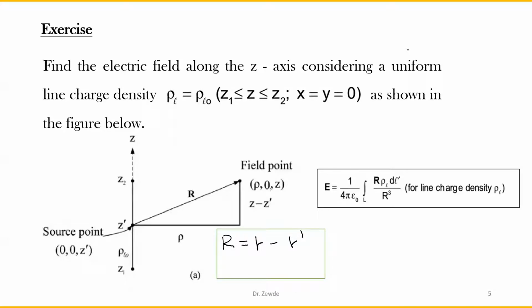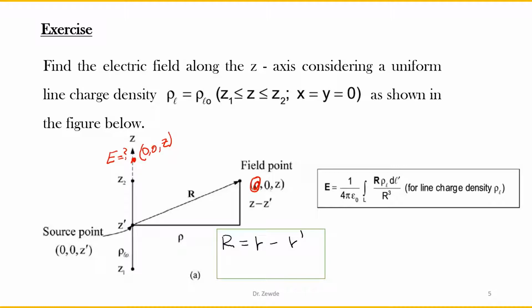Okay, let's see this example. In this example, we're asked to determine the electric field along the z-axis. Generally, the field point can be expressed like this, where this is a distance rho from the center, but in this case, rho is 0. So that means the field point is also on the z-axis. Let's say this is the field point. This field point is 0, 0, z. So we want to determine the electric field at any point along the z-axis.